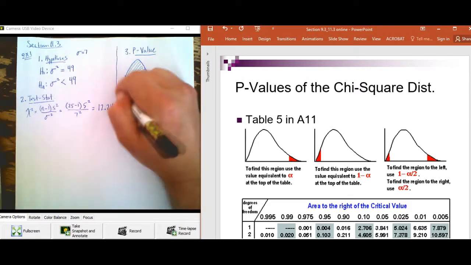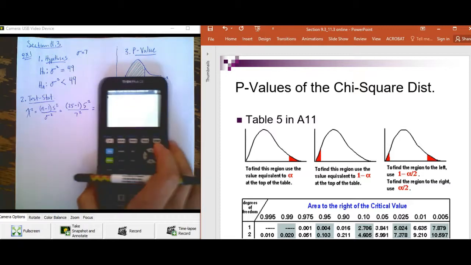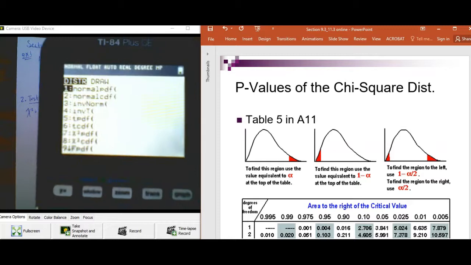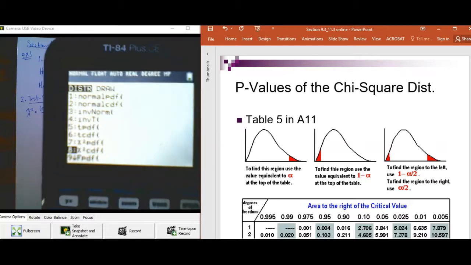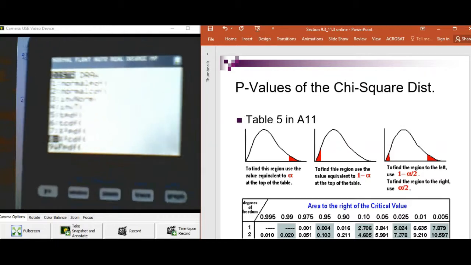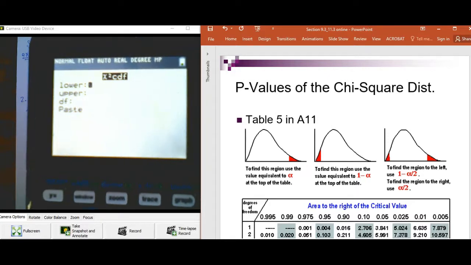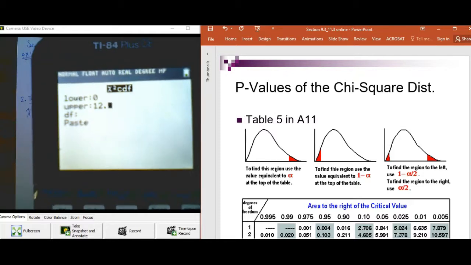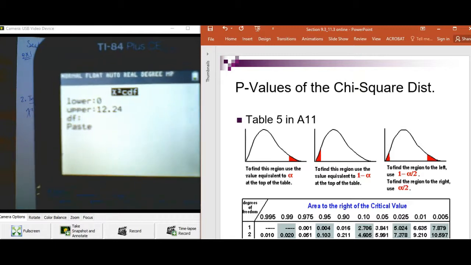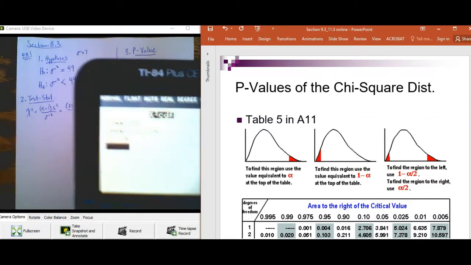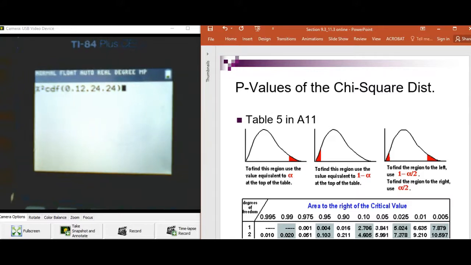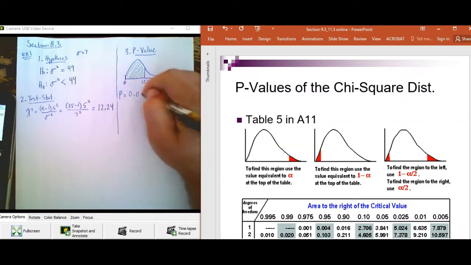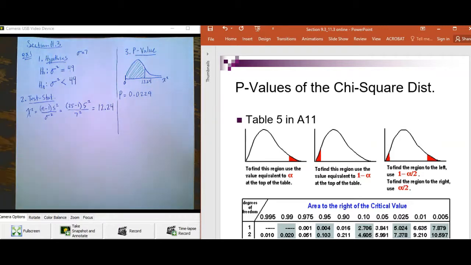So how do we get it? P is equal to, if we go into our calculator, go to second distribution, and you can see in option number 8, we have chi-square CDF. Let's see what we need for our parameters. Our lower is always going to be 0. Our upper is going to be our test statistic, 12.24. We also need our degrees of freedom. That is always n minus 1, so that was 24. Paste it in there. Right, so we get 0.0229. So not quite as big as we thought.